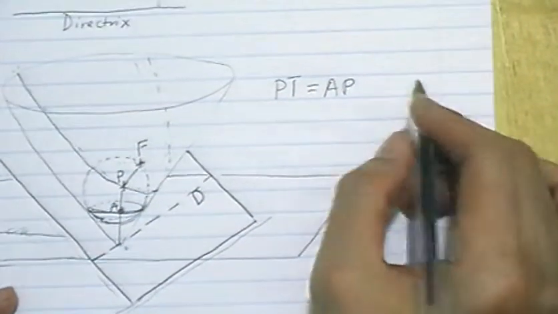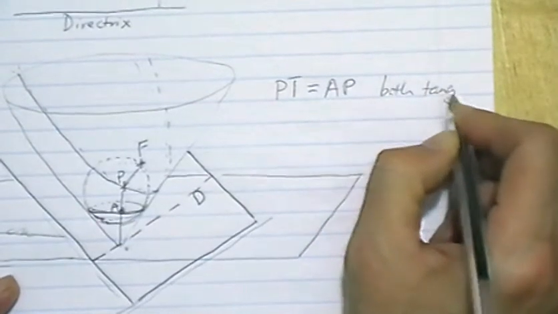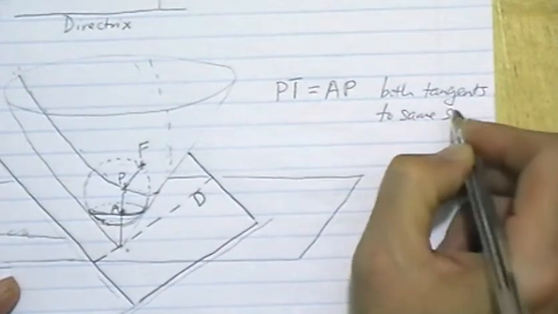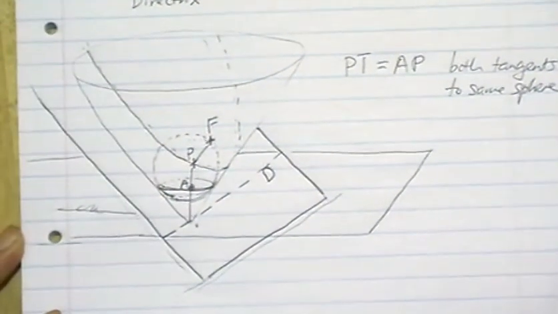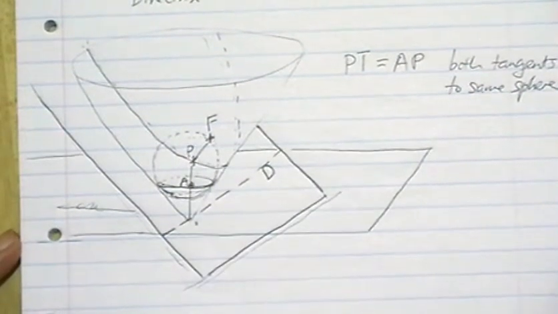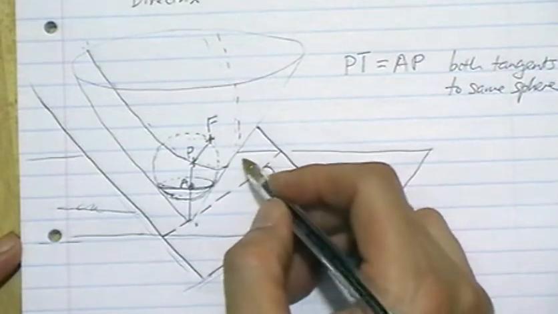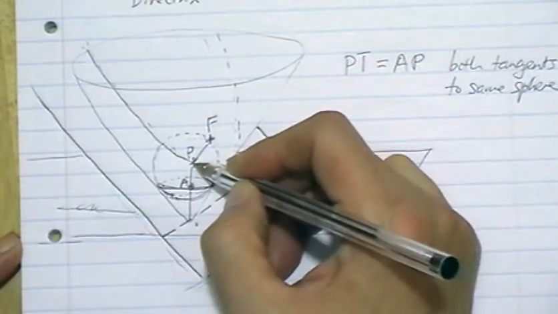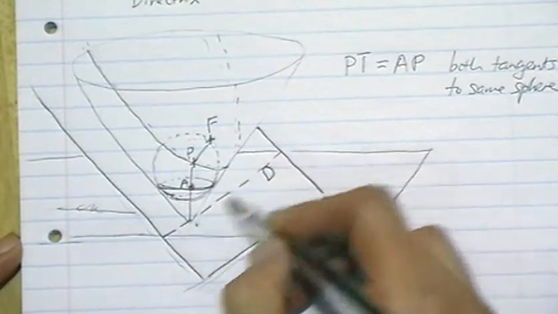Right, so they are equal because they are both tangents to the same sphere. So those two lines are equal. Now what I really want to show is that PF is equal to the distance from P to this line D.